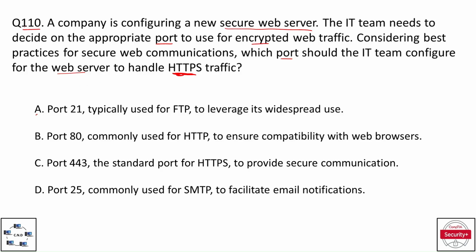And the options are: option A, port 21, typically used for FTP, file transfer protocol, to leverage its widespread use. Option B, port 80, commonly used for HTTP to ensure compatibility with web browsers. Option C, port 443, the standard port for HTTPS to provide secure communication. And option D, port 25, commonly used for SMTP, that is simple mail transfer protocol, to facilitate email notifications.